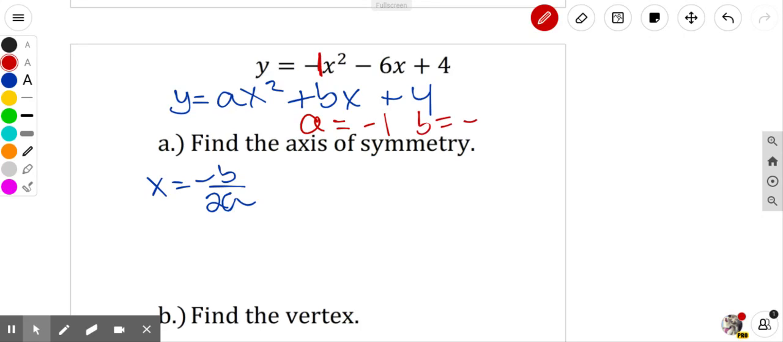B is going to be negative 6. And then c is 4. You have to include the negatives if they're negative. So the first thing we were asked to do is find the axis of symmetry.